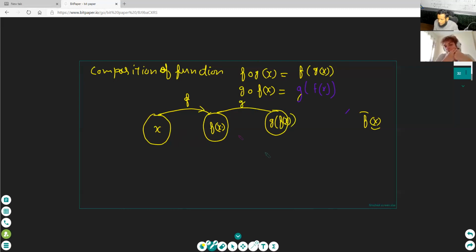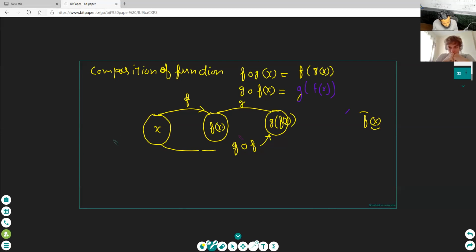Clear or not clear? This is the function g of f. We are using the output value of f of x, so it will be g of f. Okay, it will be g of f.